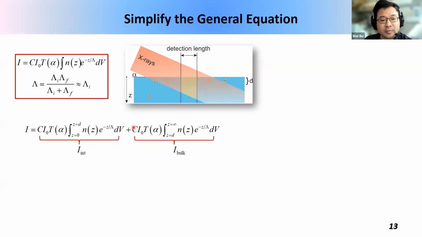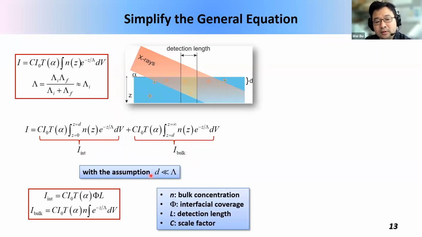Okay, by doing this, we basically divide this integration into two parts. The first part you consider as the interfacial contribution, and the second part you consider as the bulk contribution. And with this assumption, d is much, much smaller than the penetration depth, we can have a simplified result for the interfacial contribution and bulk contribution.